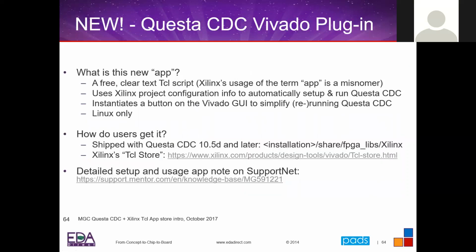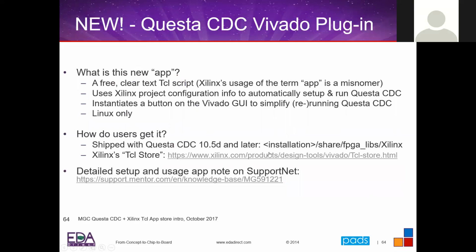So as I said, there is this new Vivado plugin. To use the Vivado plugin, you need to get, I'm not sure which version of Vivado. I think it came in whichever version came out about 6 months ago. You go to the Vivado App Store and grab the Questa CDC plugin. You add that to your Vivado, and then you need to use Questa CDC 1.5D or later.